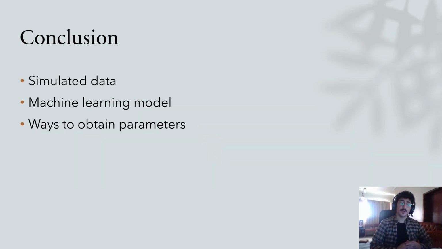In conclusion, we have simulated some data using a model that was taken from Salam al-Rabawi's paper. In addition, we will be using, as I mentioned previously, the nonlinear regression model for machine learning and the least square methods. And then we will also look for more ways to obtain the parameters alpha, lambda, and beta.